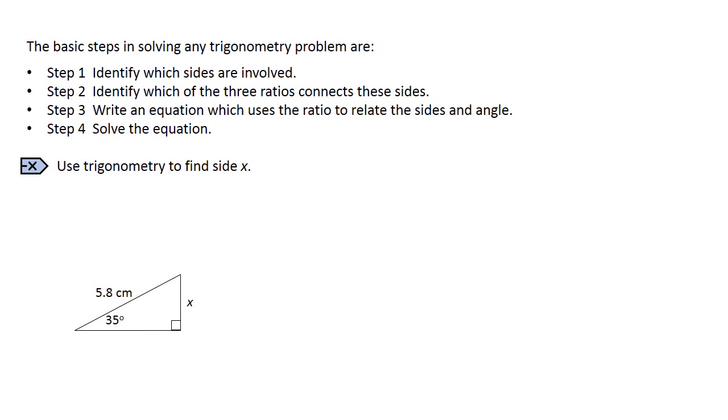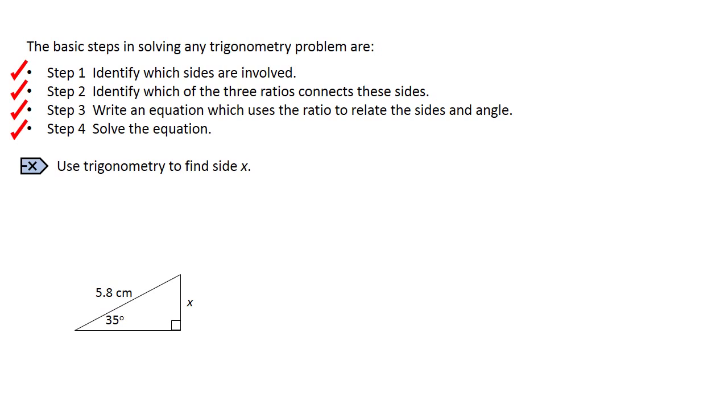The basic steps involved in solving any trigonometry problem are: step 1, identify which sides are involved. Step 2, identify which of the three ratios connects together these sides. Step 3, write an equation which uses the ratio to relate together the sides and angle. And step 4, solve the equation. Let's have a look at how this works in a worked example.